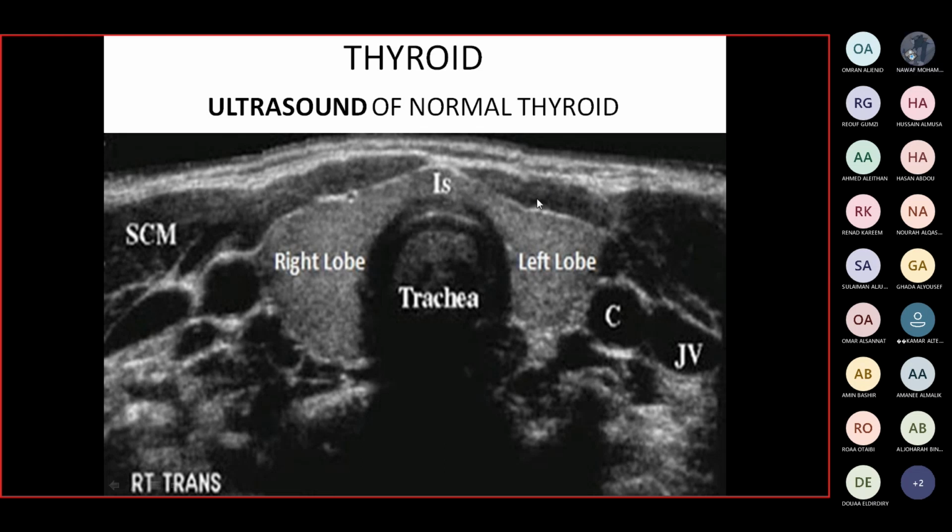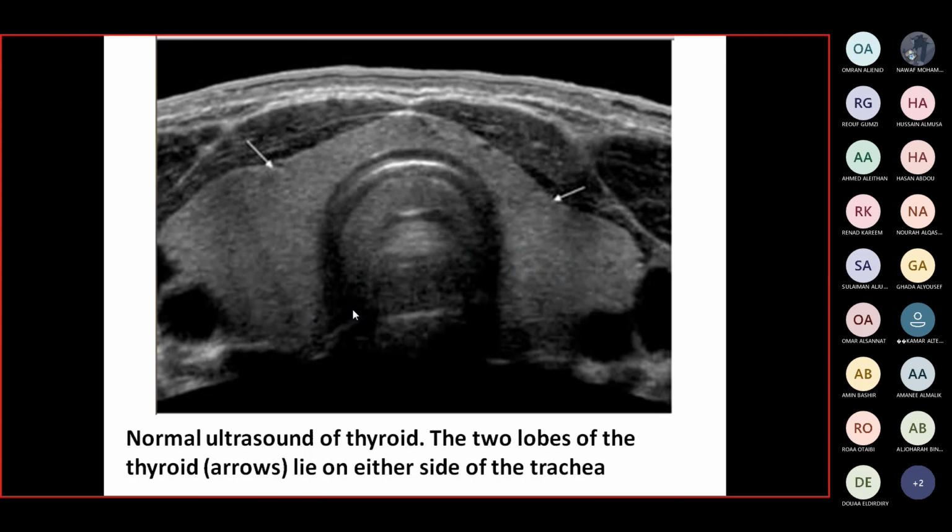So this is a normal axial or transverse section at the level of the thyroid by ultrasound. It demonstrates both thyroid lobes connected in the center by the isthmus. This is the trachea, and those are the carotid artery and jugular vein laterally. This is a normal thyroid ultrasound. Again, what is this?